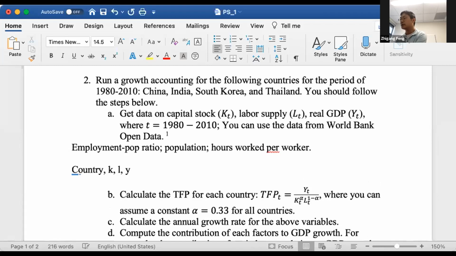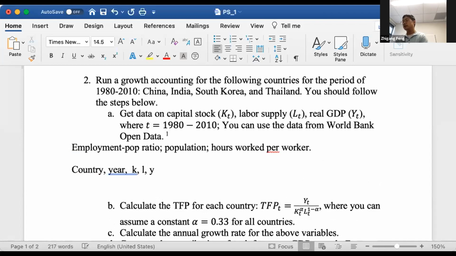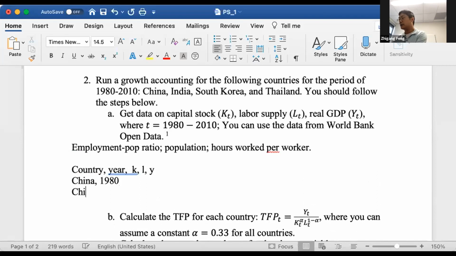Or wait a second, you need to have years. Right, so this is how your data will look. And this is part A. Essentially, this is for each country. For example, you start with China. So ideally, you have China, and then 1980. And then China again, and then 1981, right? So on and so forth.